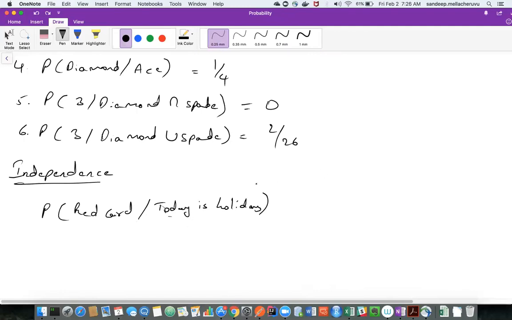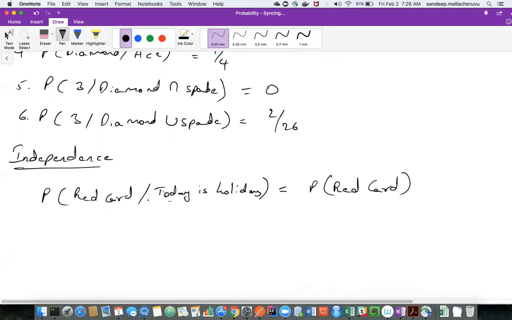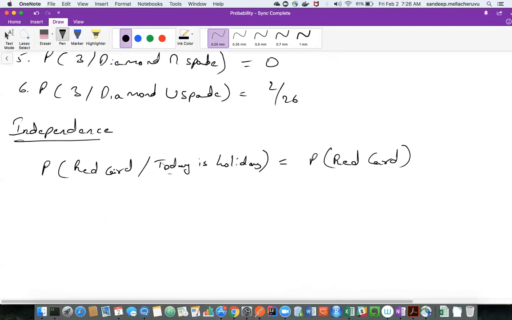So what happens when you have independent events, where the condition is not affecting the probability of another event? It is the same as the probability of red card. You can just ignore the condition and write probability of red card, because these two are independent. There is no reason why this should affect your probability of getting a red card. So how much will it be? 26 by 52. There is no difference.